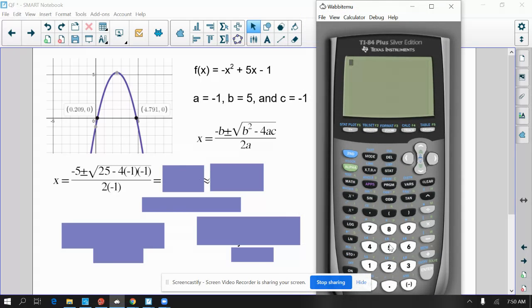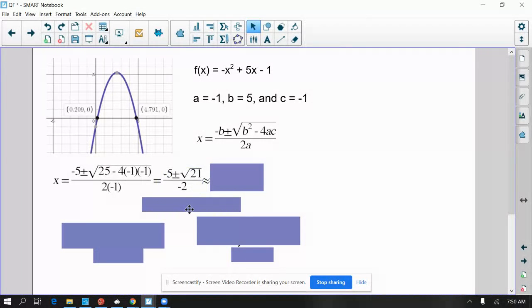So for example, 25, watch what I do. 25 minus 4, parentheses, -1, parentheses, -1. So I let the calculator do all the work. This is the discriminant, b squared minus 4 times a times c. Press enter, 21. So I never make mistakes. I just let the calculator do all the work. 21 is the discriminant, not rad 21. 21. And the square root of 21 is 4.583.